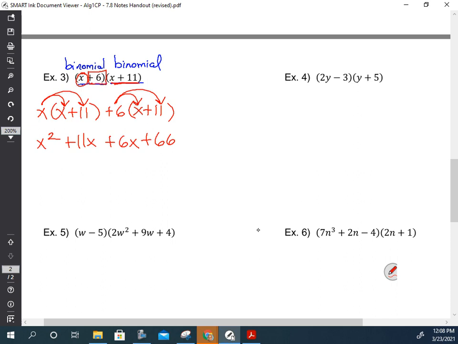There you go. You combine like terms. See that 11x and that 6x? You have to put those together. Those are like terms. If you leave it this way, that's wrong. So the first two problems, there weren't any like terms. You didn't have to worry about like terms. Problem 3, there's like terms, so we got to put them together. 11x plus 6x is 17x.